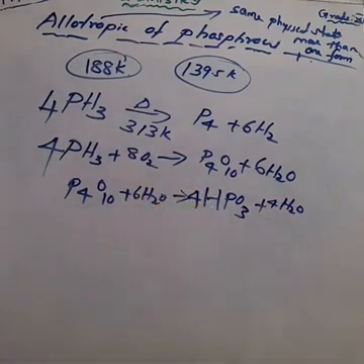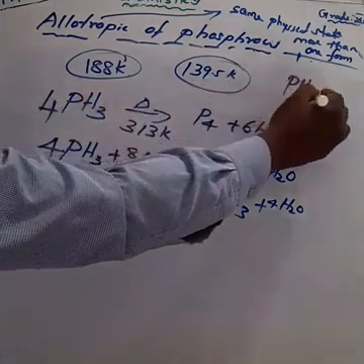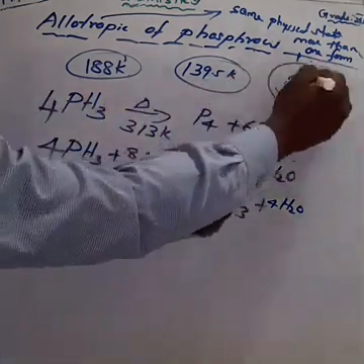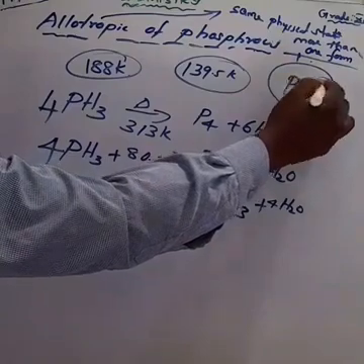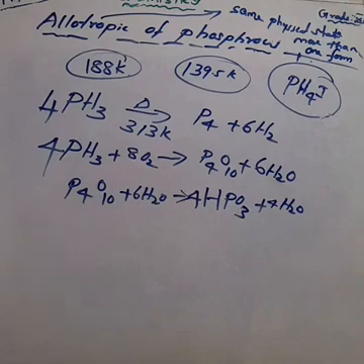Next, the basic nature of phosphine, one of the important one-word questions. Phosphine is weakly basic. Okay, please underline that. Phosphine is weakly basic. It forms a phosphonium salt, phosphonium iodide. What is the formula of the phosphonium salt? Now only we learn: PH4I, phosphonium iodide.